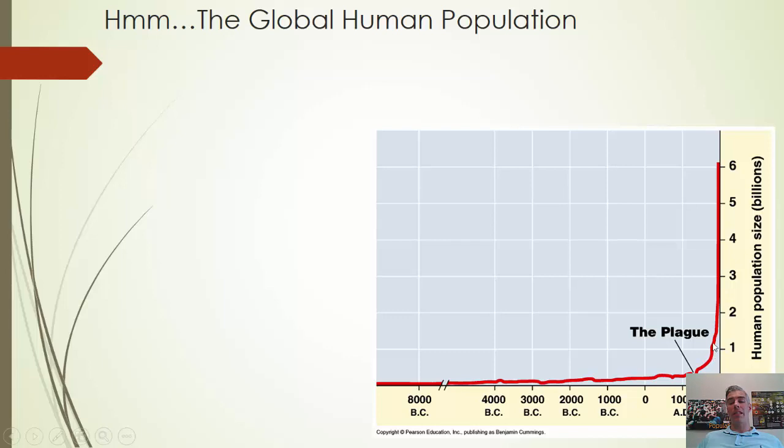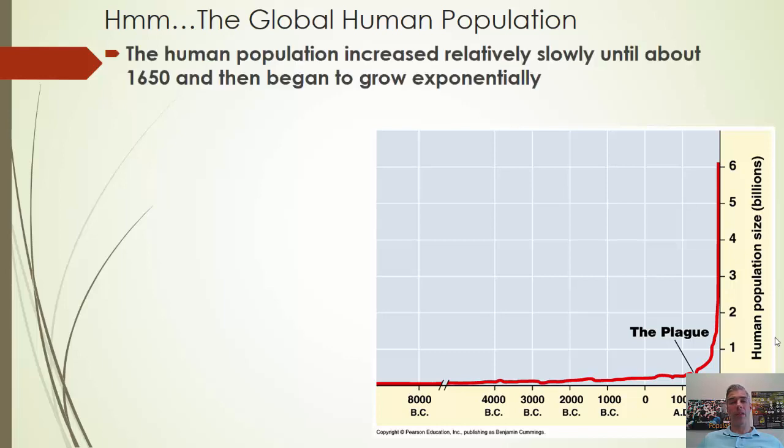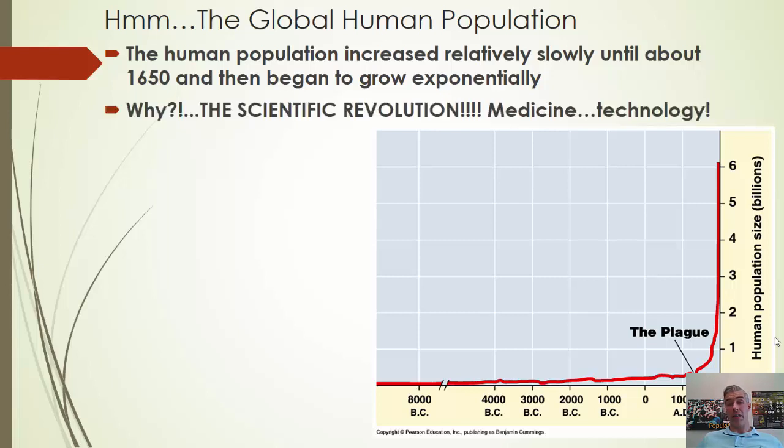But what caused this increase right here, from here to present day, and we're even above 7 billion now? It was the creation of science, the Enlightenment, that did that. Human population increased steadily until about 1650 and then began to grow exponentially. And that's because, as I said, of the scientific revolution and the Enlightenment, and because of the invention of medicine and technology.